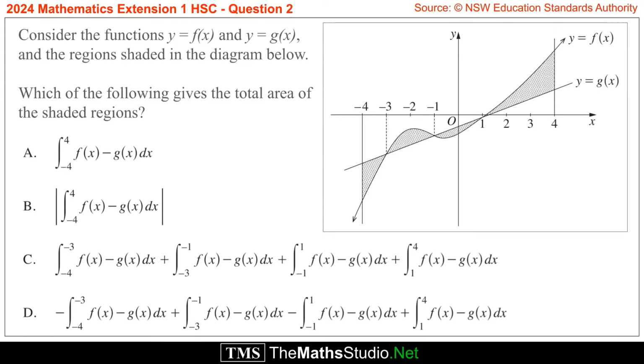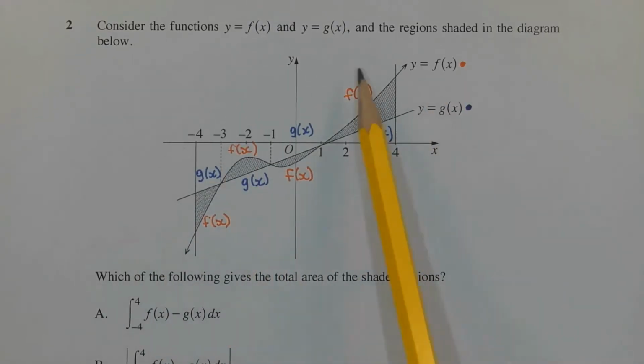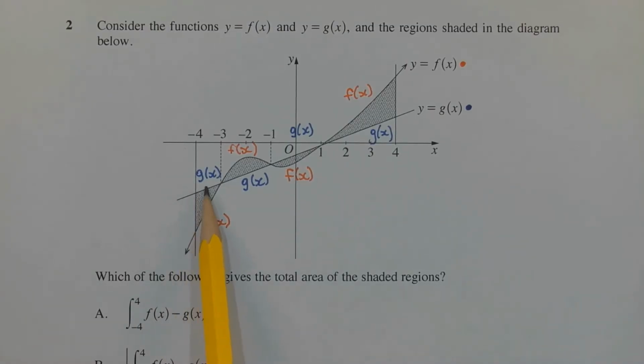Question 2. Consider the functions y equals f of x and y equals g of x and the regions shaded in the diagram below. Which of the following gives the total area of the shaded regions? We want the area enclosed between the two curves y equals f of x and y equals g of x. But the complication here is that the two curves intersect at multiple points. This means that in some intervals, one curve will be above the other, and in other intervals, it's reversed. This means the integral will need to be split up based on the intersection points.